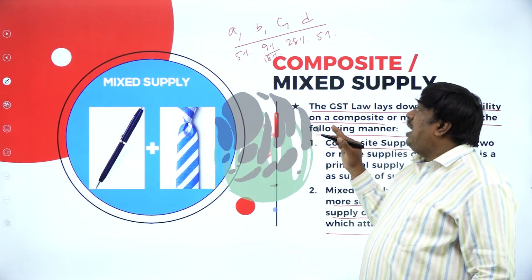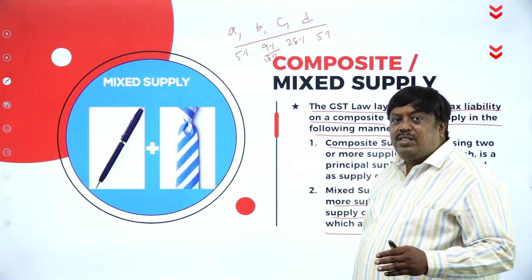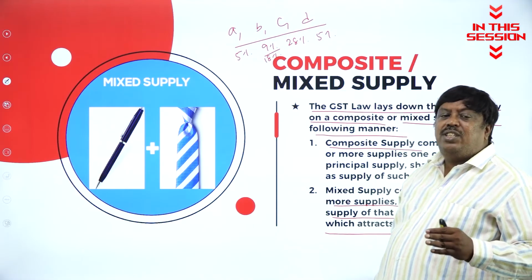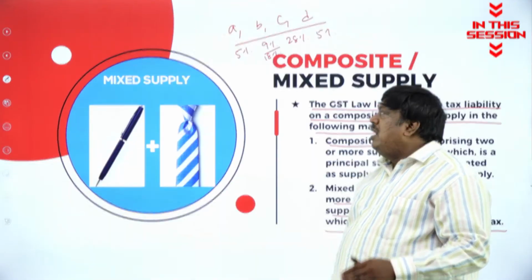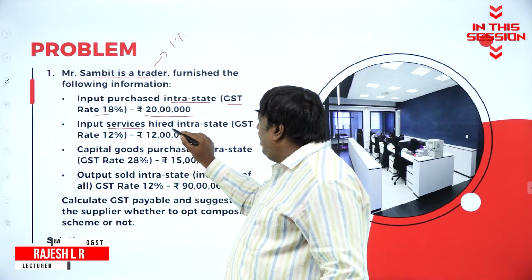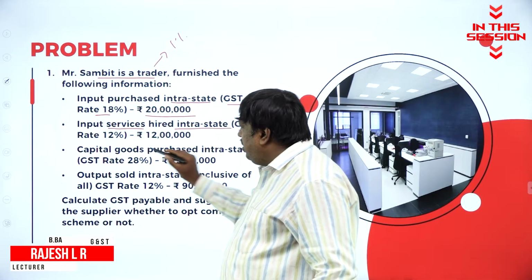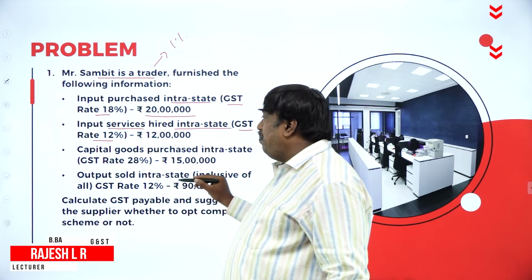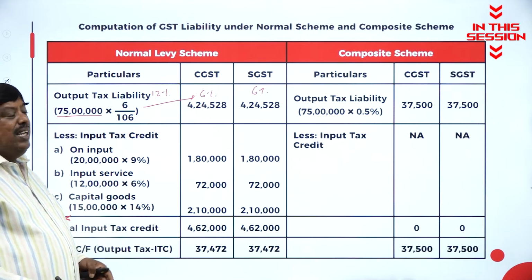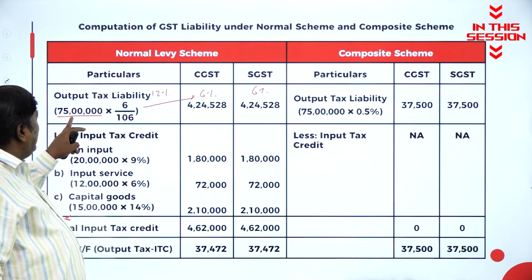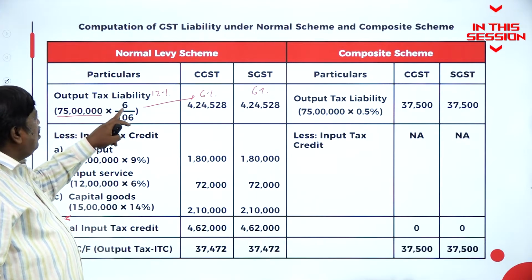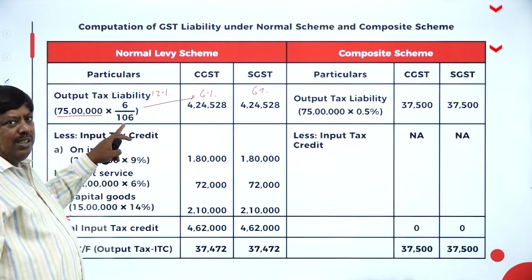Whichever attracts the highest GST, that will be considered for the levy of GST on the mixed supply. Input services added in intrastate, GST rate charged was 12% on 12 lakhs. The terminology what they are given is inclusive. For that reason, 75 lakh into 6 divided by 106.